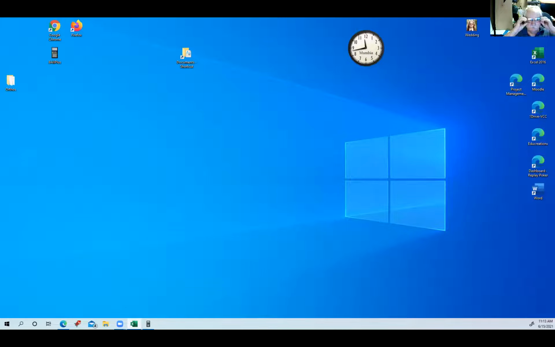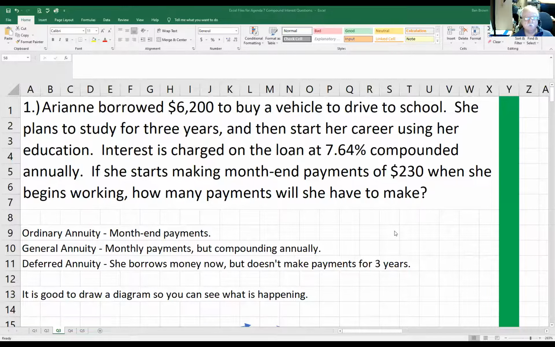So, someone by the name of Ariane borrowed $6,200 to buy a vehicle to drive to school. She plans to study. So for... we are just seeing the monitor, not the Excel file. Oh, you're not looking at the Excel screen? Yeah. Oh, I wonder why not. Let's try that again. Thank you for letting me know. How about now? Yes, we can, sir. Thank you. Okay. I don't know how I screwed that up, but I'm glad we fixed it.